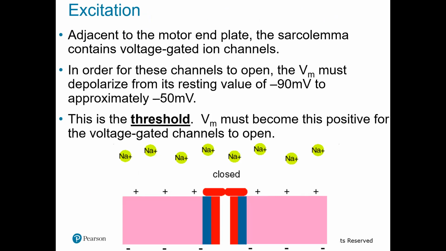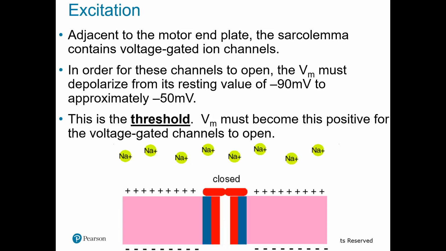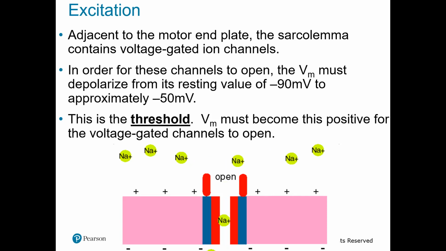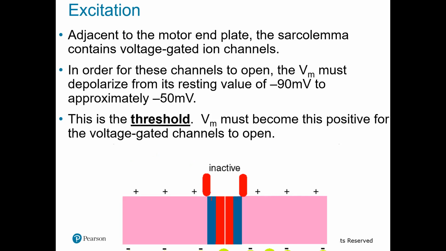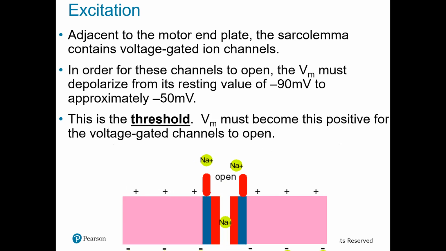So we've got to get the motor end plate excited. We have to have enough sodium come in at the motor end plate to change the charge there. And we have to hit what's known as a threshold value. It doesn't matter if we get some sodium coming in. If we didn't release very much neurotransmitter, like the myasthenia gravis individual, or there weren't enough receptor sites, only a little bit of sodium is going to come in at the motor end plate. You've got to have enough sodium come in to actively change the charge on the membrane. Right now, the membrane is at minus 90 millivolts.